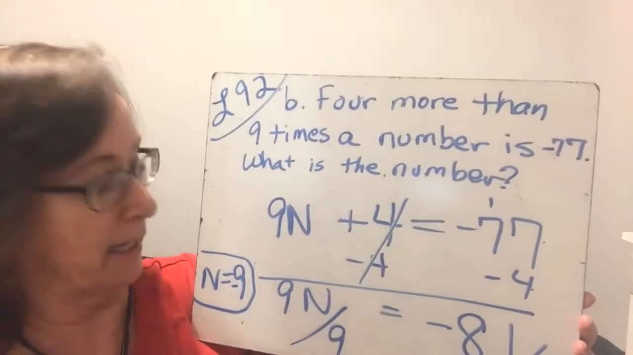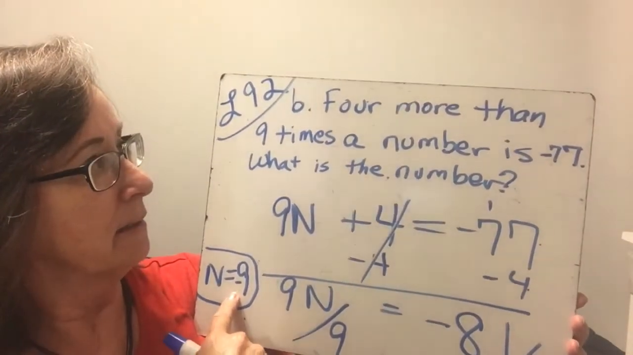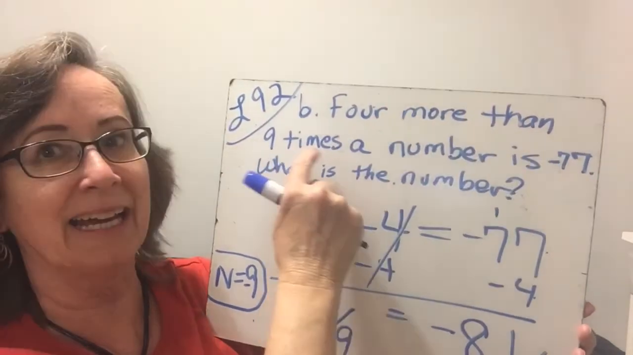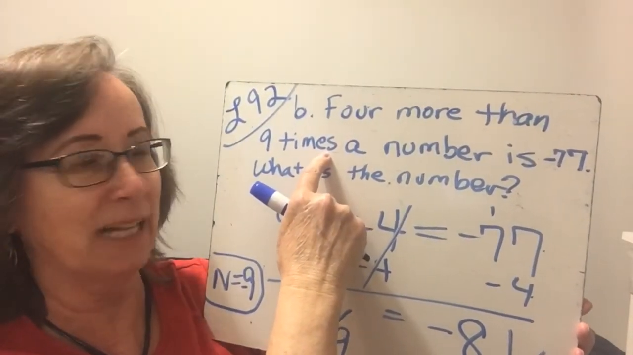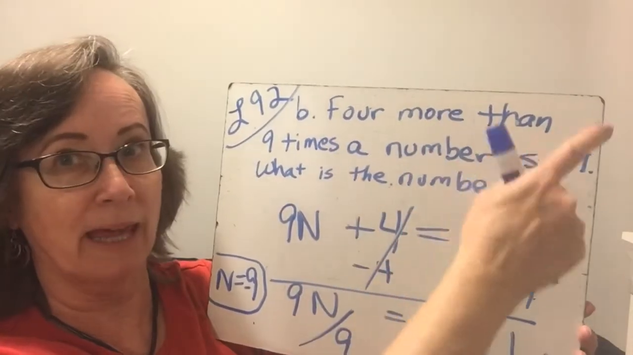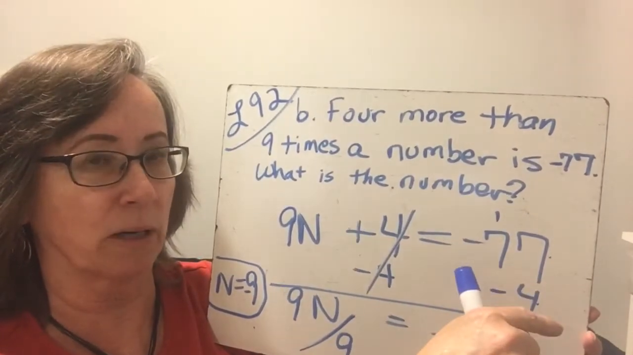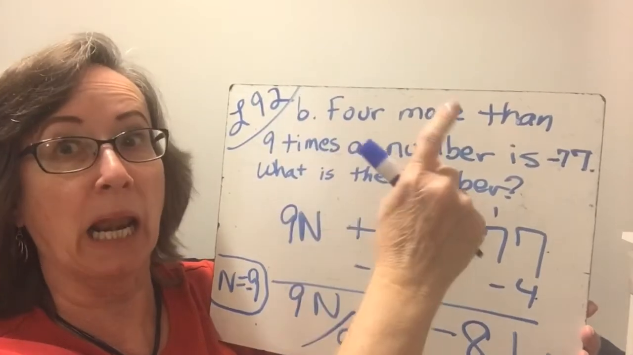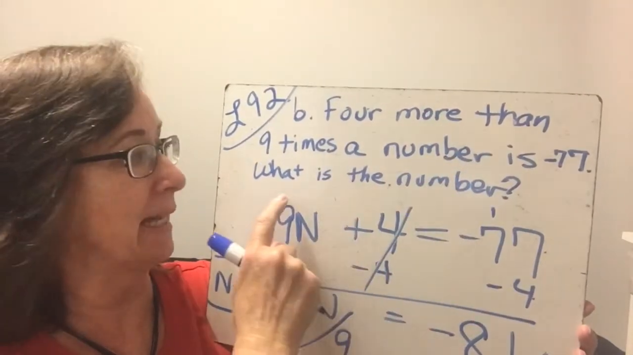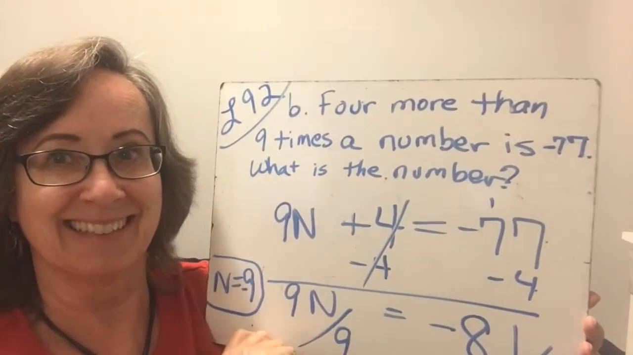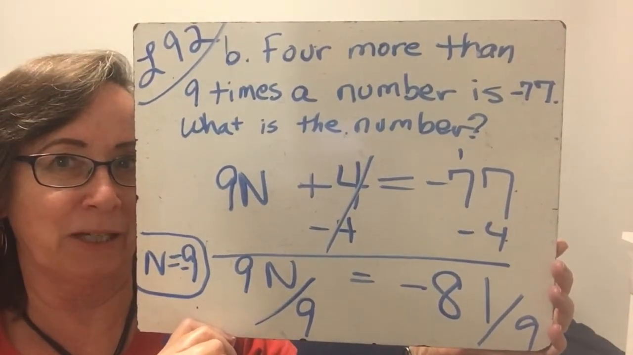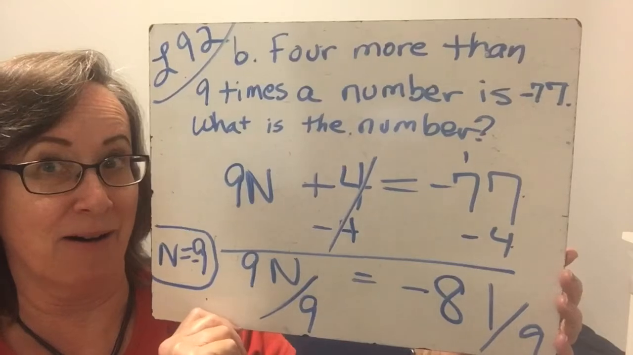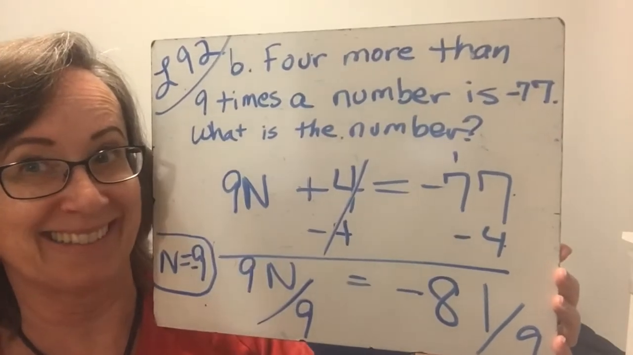Okay, so now let's check it. Negative 9, 4 more than 9 times negative 9. 9 times negative 9 is negative 81. 4 more than is adding a positive 4. Negative 81 plus 4 would be negative 77. And we got it correct. There's your board. Hopefully you were able to do that without my help.